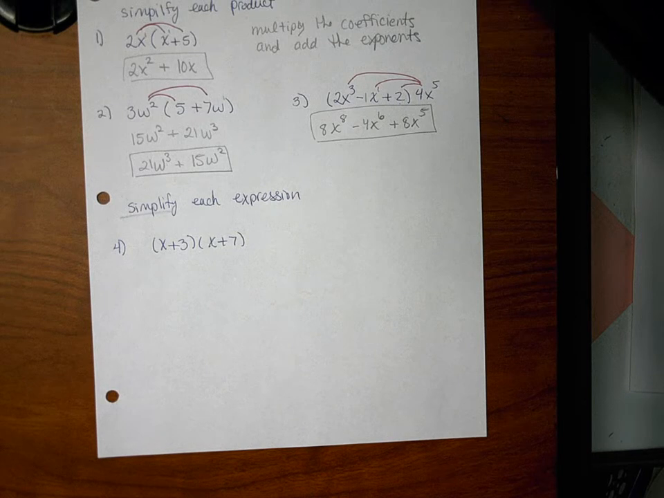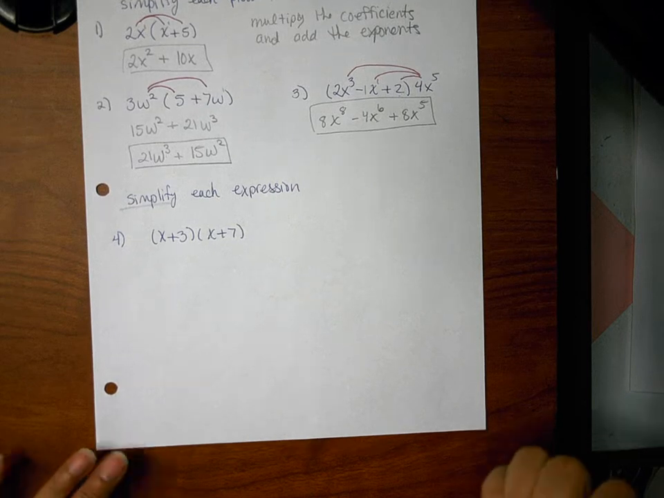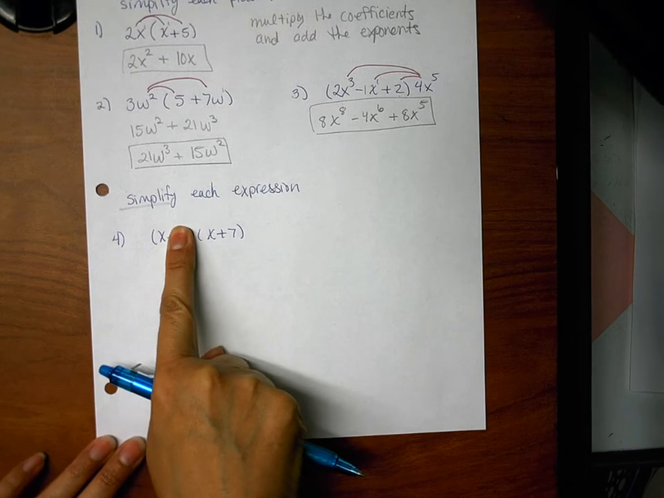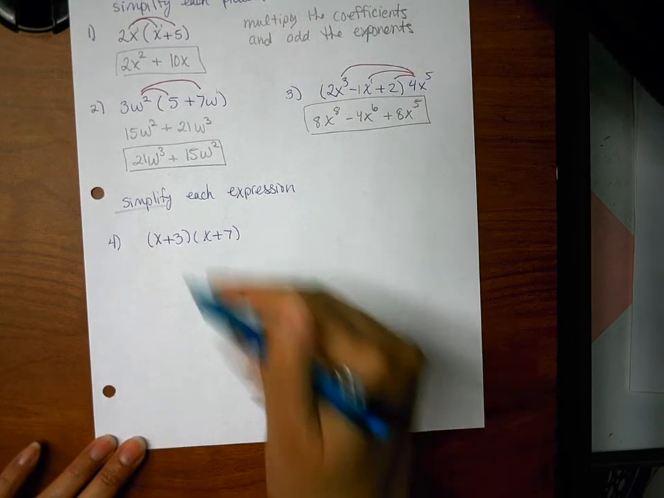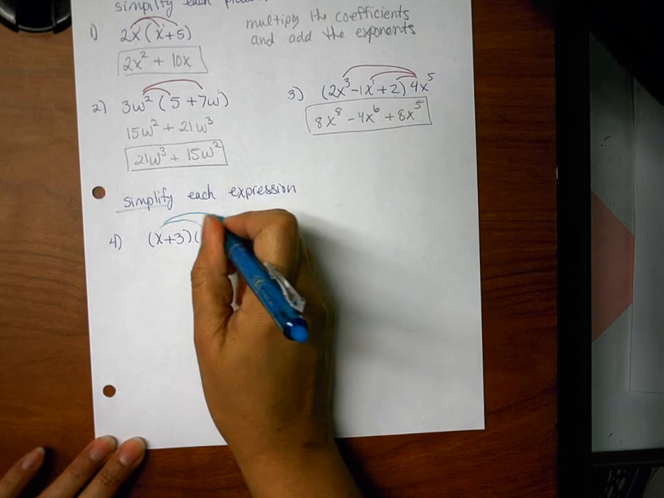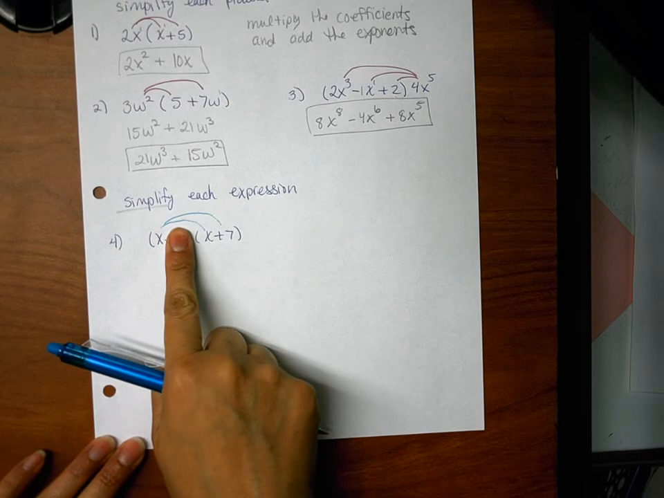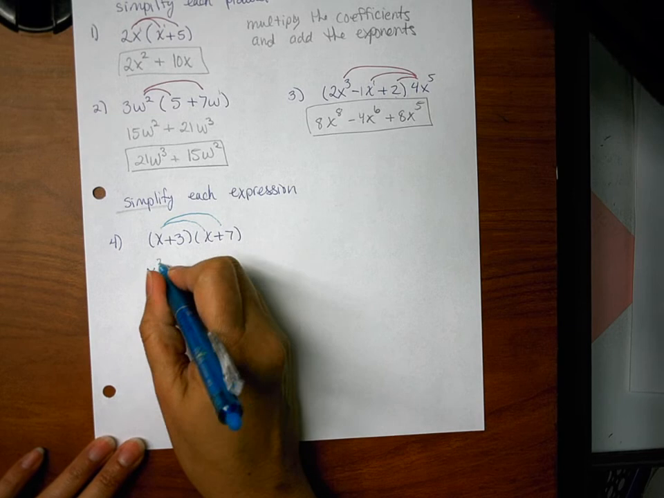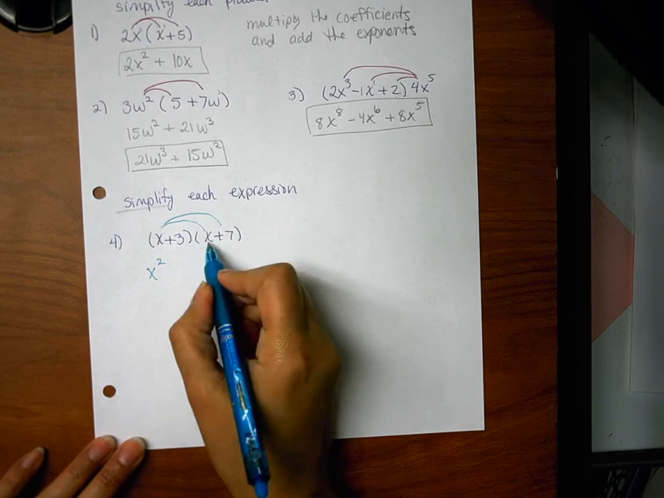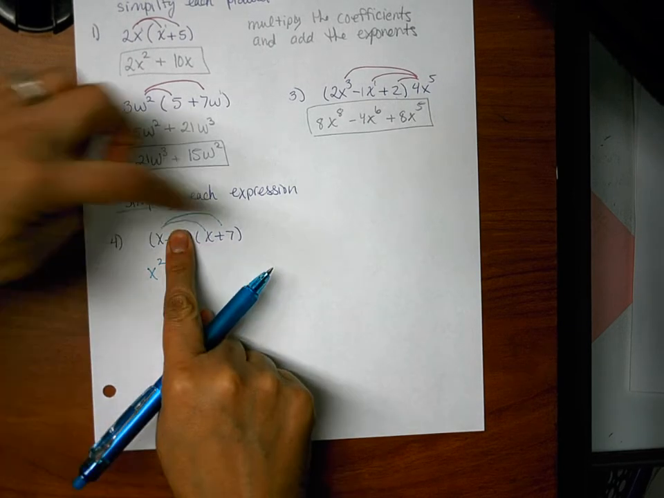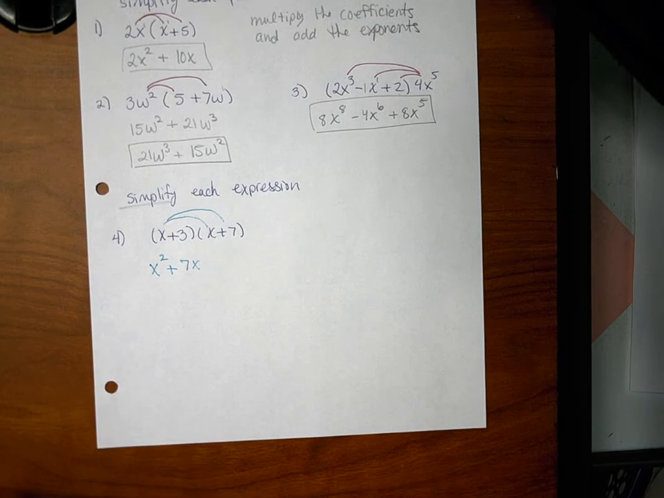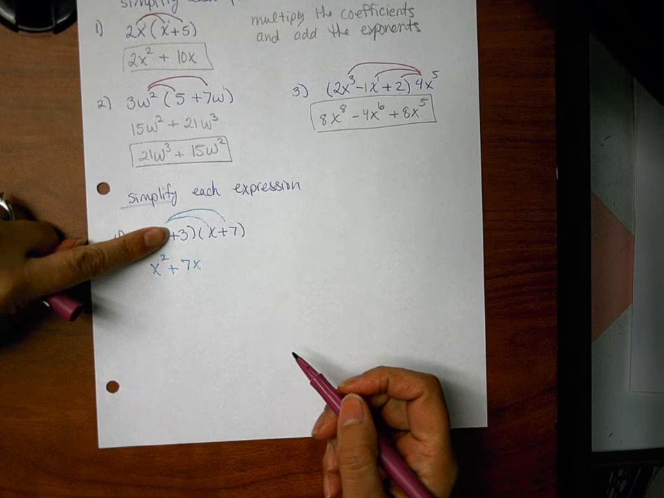All right, so this is what we call double distribution. How does double distribution work? Ignore the 3 and act like just the x is there, and distribute the x to both of them. Okay, so I'm going to ignore that. X times x, you add the exponents, x squared. The numbers in the front are 1, and 1 times 1 is 1. And then you do x times 7, so plus 7x.